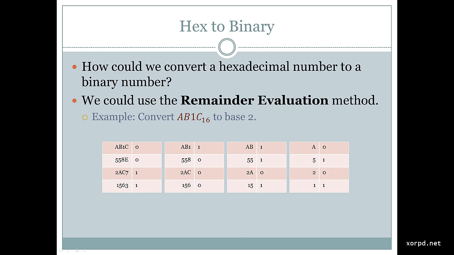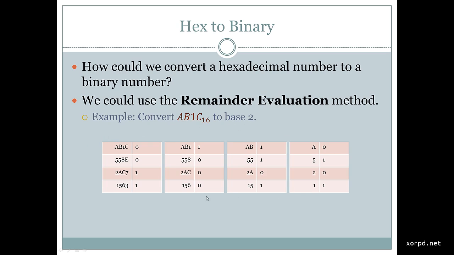Hex to binary. How could we convert a hexadecimal number to a binary number? We could use, as usual, the remainder evaluation method. For example, we want to convert this number, AB1C, in base 16 to base 2. So, we are just going to do the usual. We are going to try to divide by 2 many times and put it on some kind of a table.